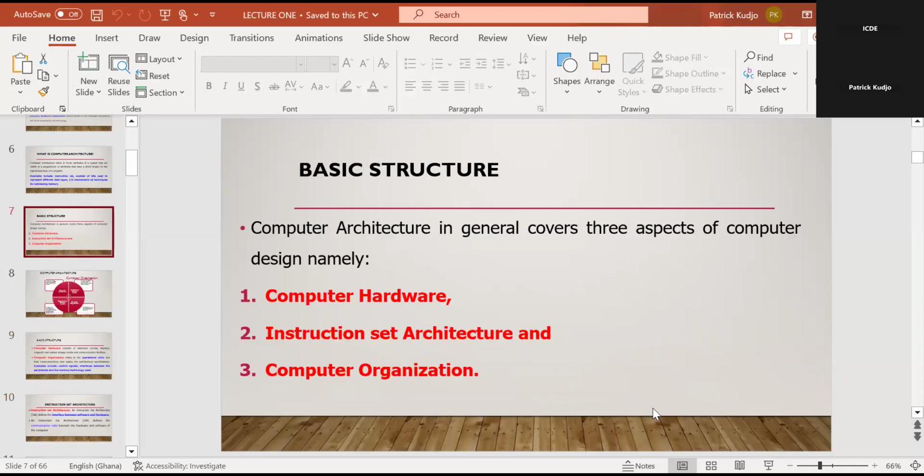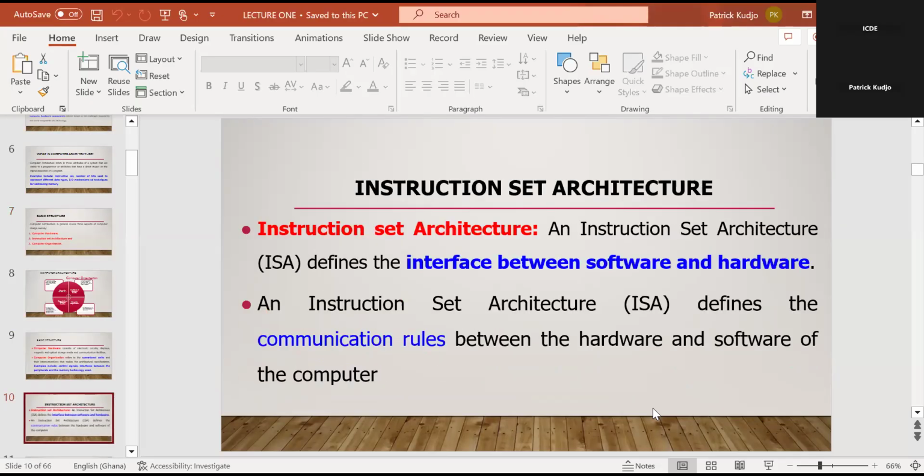So we are looking at the key components or the basic structure: computer hardware, computer organization, and then the instruction set architecture. So look at that. What is an instruction set? An instruction set, which is ISA, defines the interface.